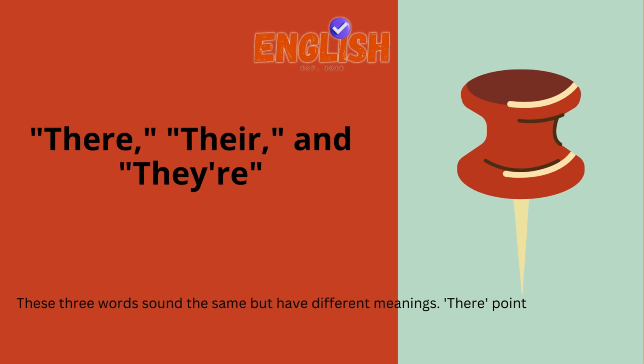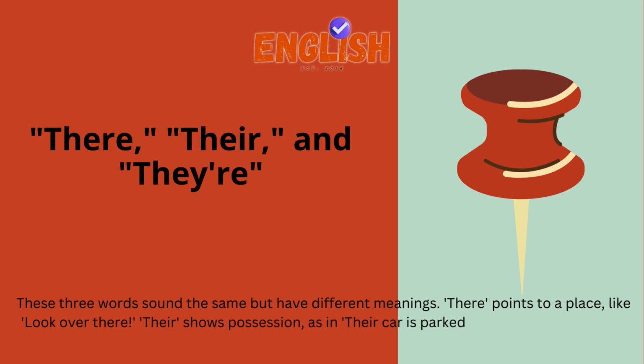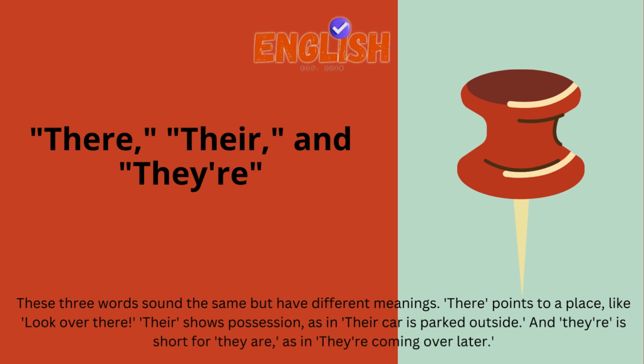These three words sound the same but have different meanings. There points to a place, like, look over there. Their shows possession, as in, their car is parked outside. And they're is short for they are, as in, they're coming over later.